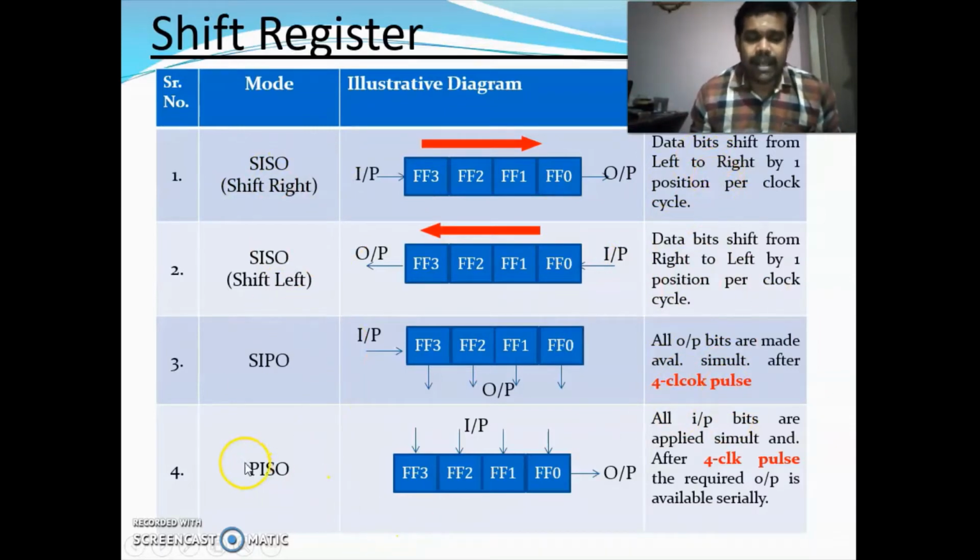Okay. Similarly, parallel in, serial out. Here all the inputs are applied simultaneously, and after 4 clock pulses the output is available serially.